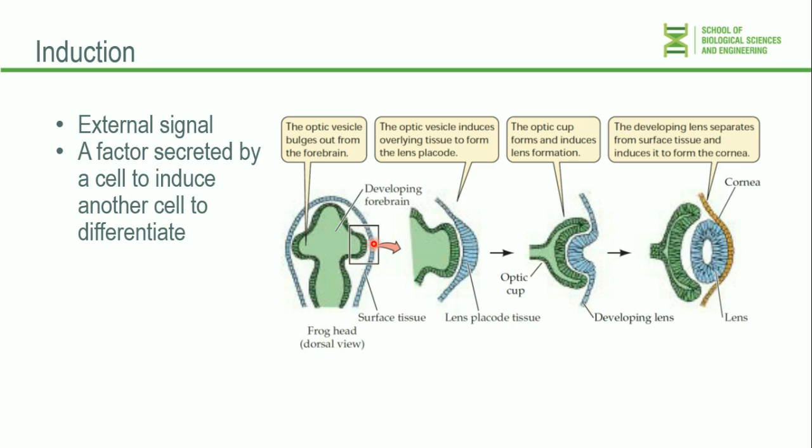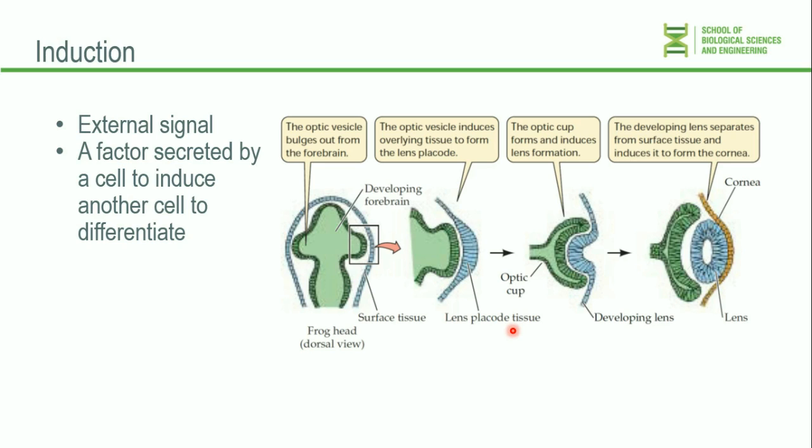Now, as the brain develops, the optic vesicle, which is this bulge right here, produces some messenger molecules that will cause the surface tissue to become thicker and to develop what's called a lens placode tissue.